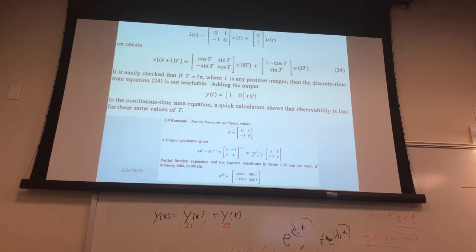But this one actually shows you why you have this magic stuff, because of this one here. A is this matrix. Then the state transition matrix is obtained by inverting this one.